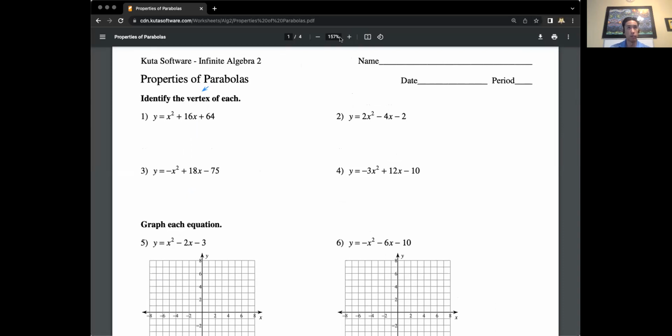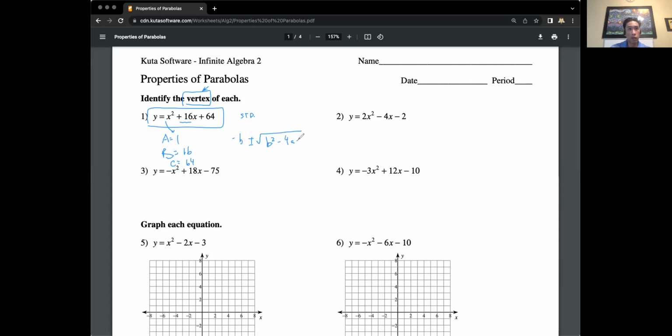The vertex. When we take a look at this, we have our standard form. A is 1, B you can see here is a positive 16, and C is a positive 64. Do you see that? And the vertex, like we had said, from our negative b plus or minus the square root of b squared minus 4ac.